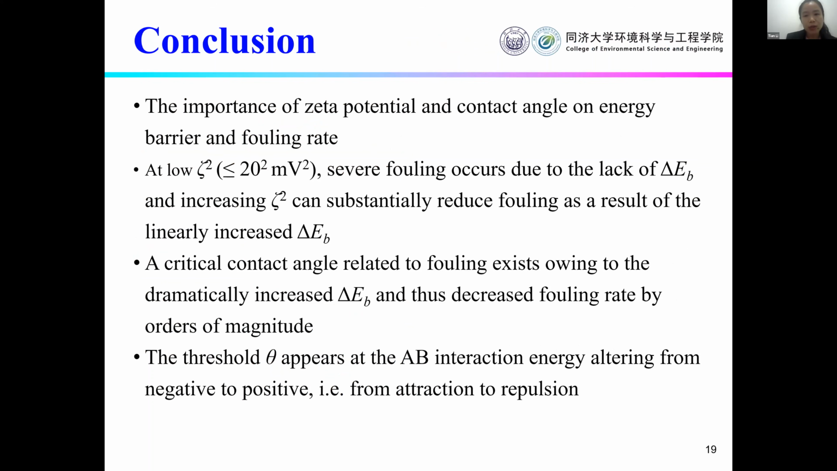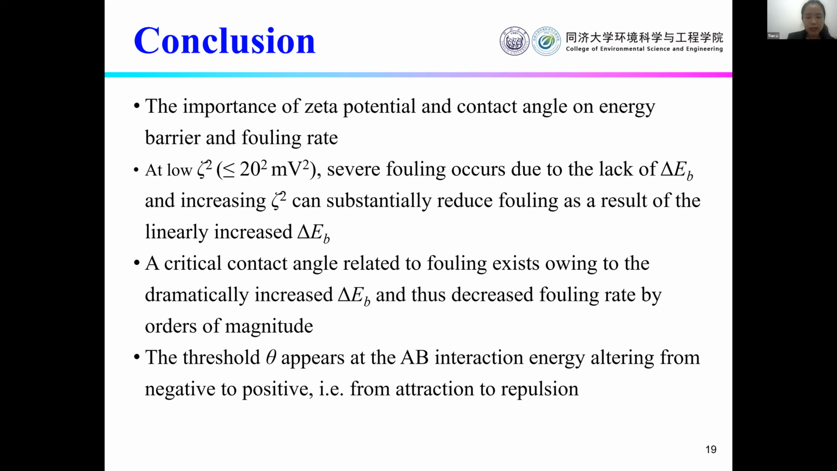With all this, I want to conclude that we confirm the importance of the zeta potential and contact angle on the energy barrier and the fouling rate. At a lower zeta potential square, severe fouling occurs due to the lack of energy barrier, and increasing the zeta potential square can substantially reduce the fouling as a result of the linearly increasing energy barrier. A critical contact angle relating to the fouling exists, owing to the dramatically increasing energy barrier and thus decreasing the fouling rate by orders of magnitude.